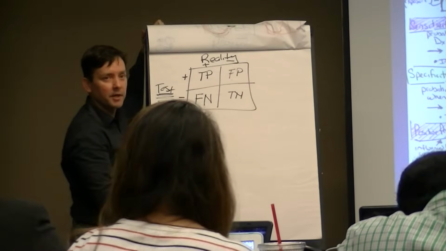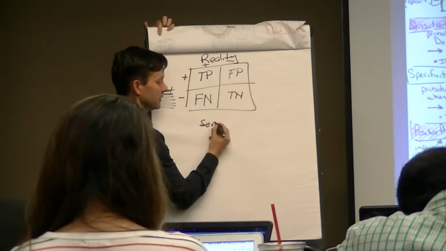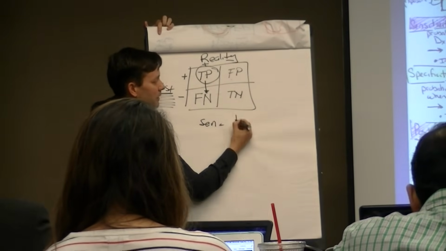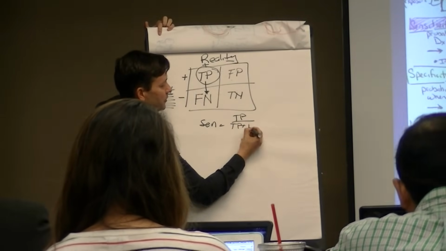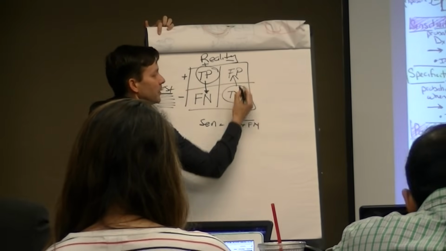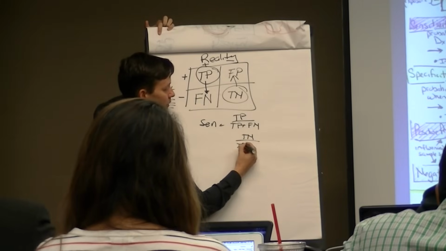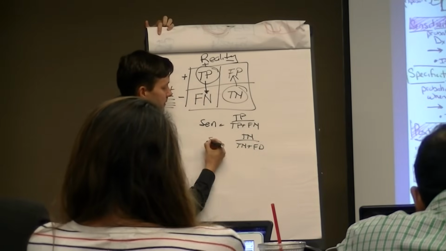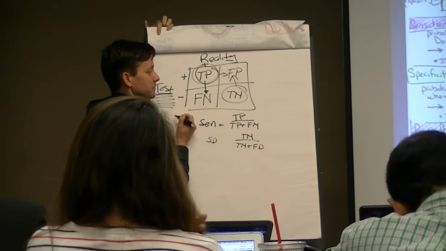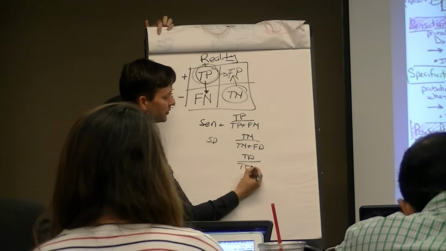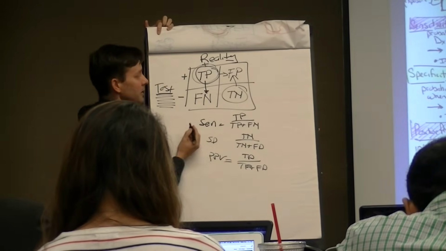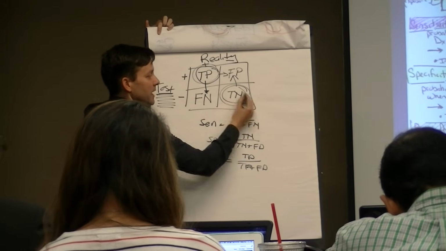Now, what do we do? Formula time. Sensitivity. I circle the top left corner, go down: true positive over true positive plus false negative. Specificity goes up: true negative over true negative plus false positive. Positive predictive value goes this way: true positive over true positive plus false positive. Okay? And then the last one, negative predictive value. I circle that guy, go that way.